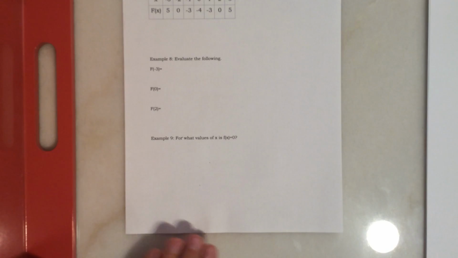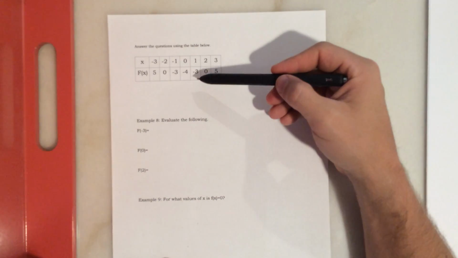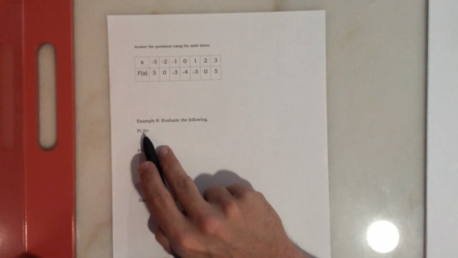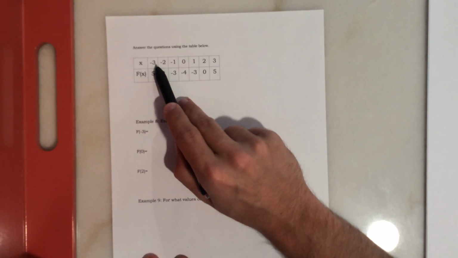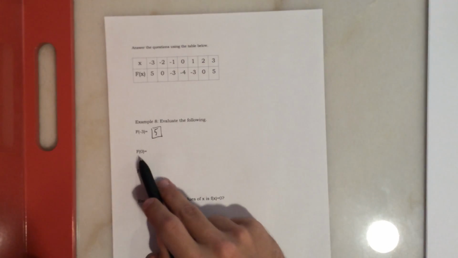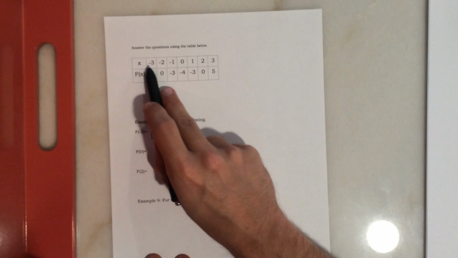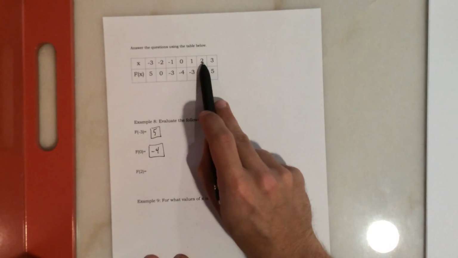Finally, how do you find these values using a table? And this is the easiest of them all. I mean, it's written right here. What's f of negative 3? This is saying when x is negative 3, y is what? And the table is very clear. When x is negative 3, y is 5. Easy. What's f of 0? Oh, when x is 0, y is negative 4. And what's f of 2? Well, when x is 2, y is 0.